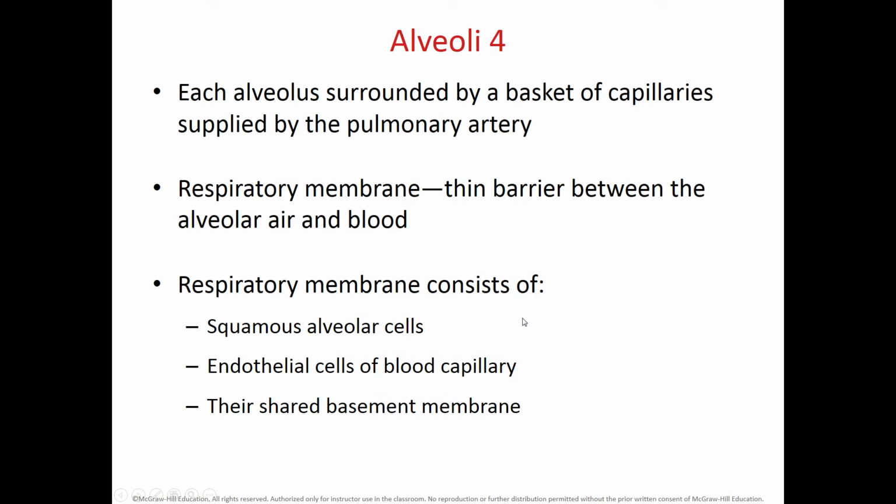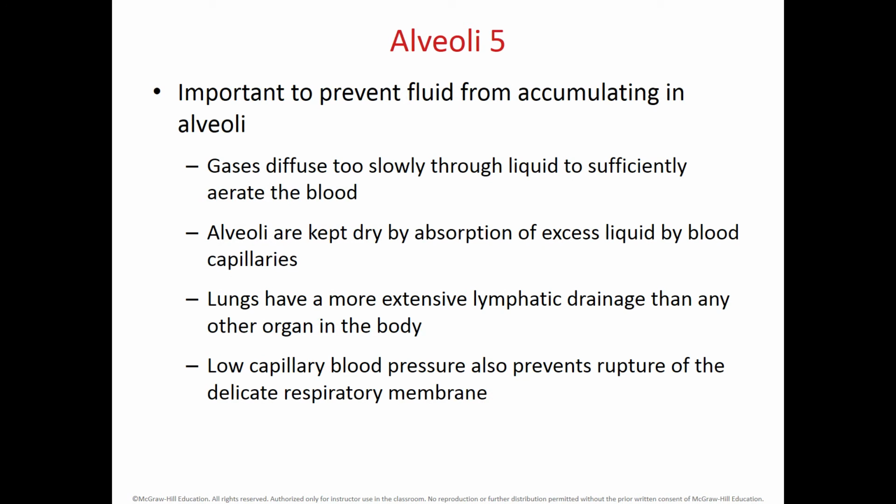So the alveoli are surrounded by the capillaries supplied by the pulmonary artery, and then within the alveolar sacs, we have this respiratory membrane, which is made by the walls of the alveoli, and also by the walls of the capillaries, and by the basement membrane that they have in between, so that you can have this gas exchange.